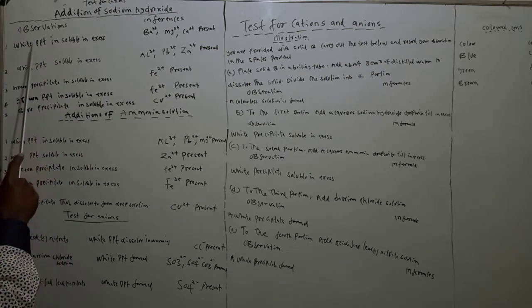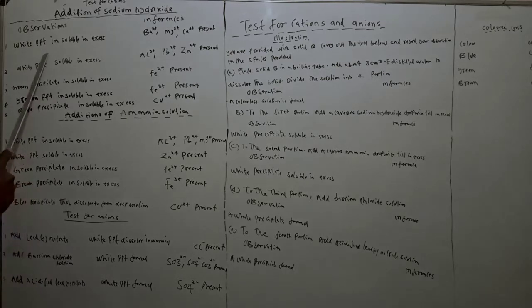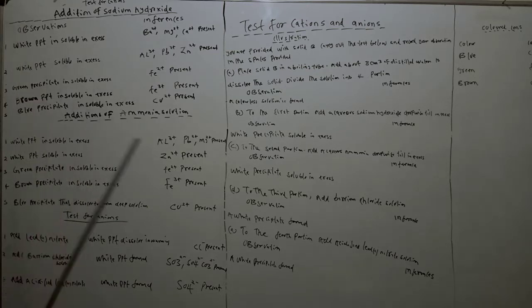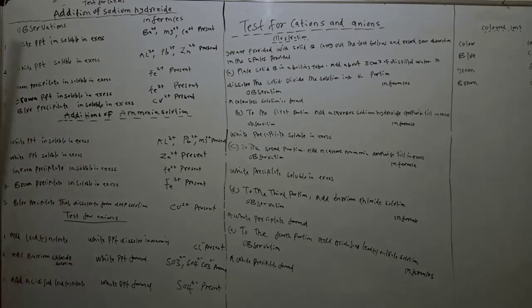Observation number 1, white PPT. Remember, PPT is precipitate, but in the examination, don't write PPT, write it in full, because of the space. That's why I have shortened it as PPT. But in an examination, write white precipitate in full.